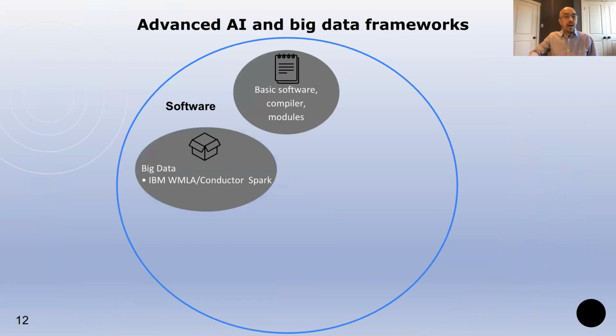And then on our cluster, we have IBM's WMLA. WMLA stands for Watson Machine Learning Accelerator. It contains the Conductor with Spark. Conductor with Spark is IBM's version of Apache Spark. It's very good for big data applications, and it contains applications like Anaconda, all different kinds of AI frameworks, programming languages, and other applications.